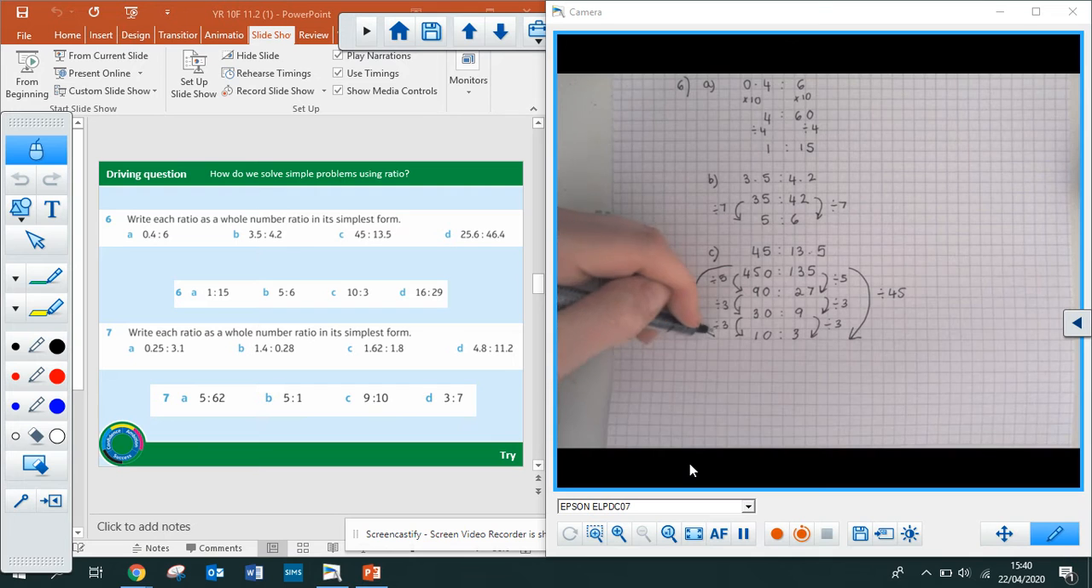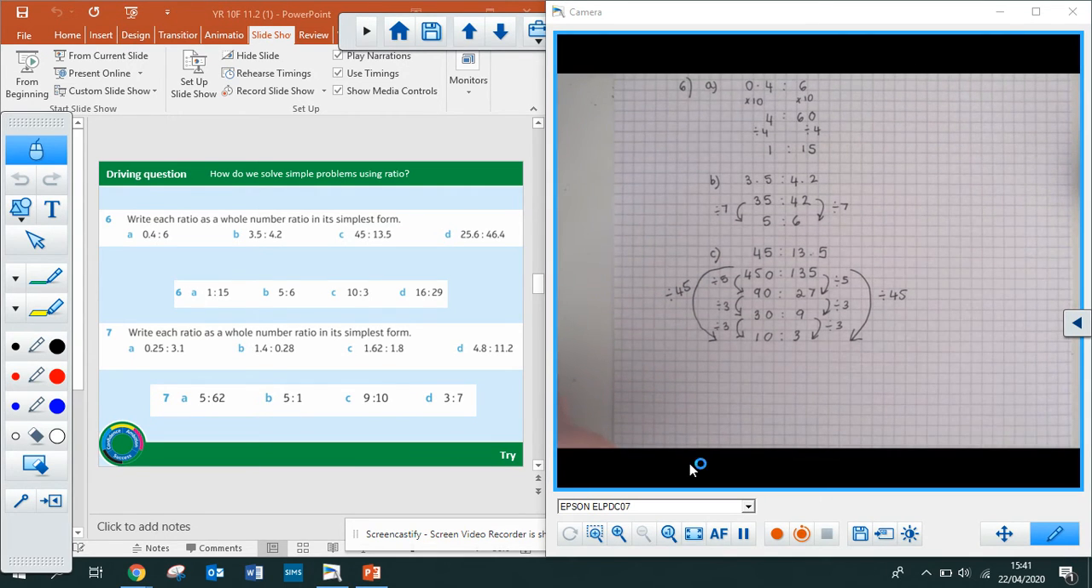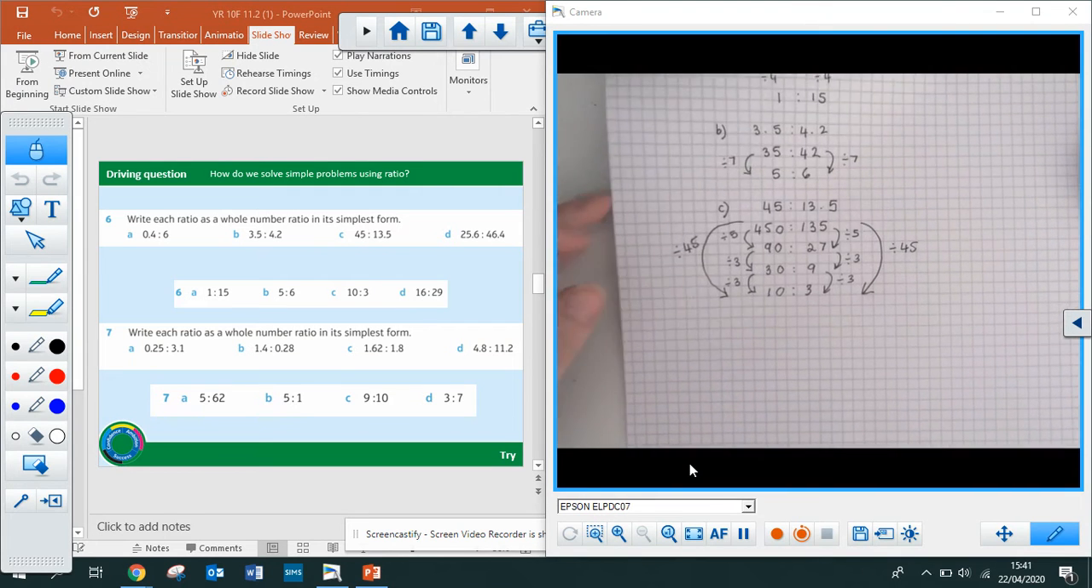Okay, so if you divided by 45 and got there too, that's the other way you could have done it. That would work fine. Okay, part D.